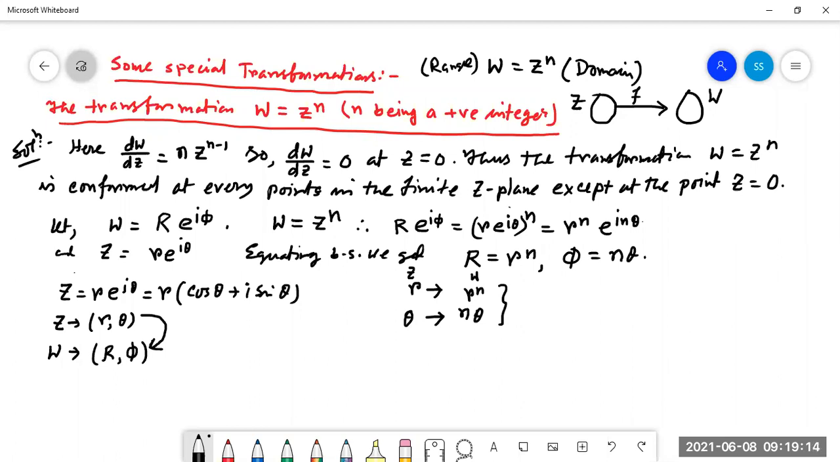At the point z equal to 0 in the Z plane, the given transformation w equal to z to the power n is not conformal, as dw/dz equal to 0 at the point z equal to 0. Is it clear?